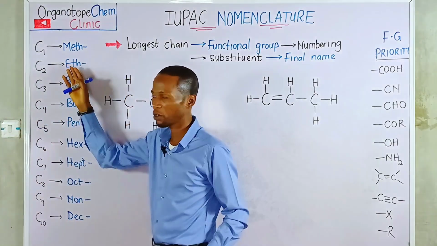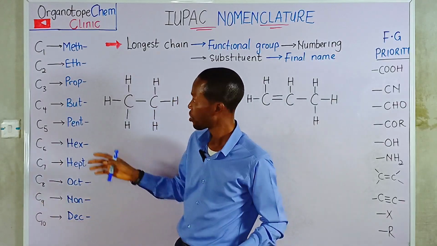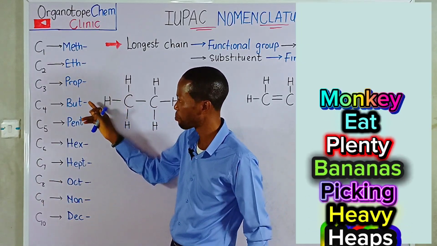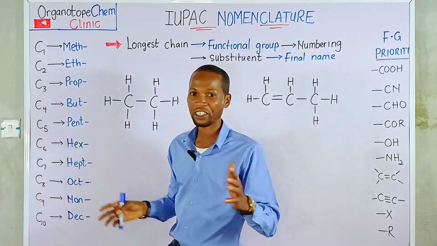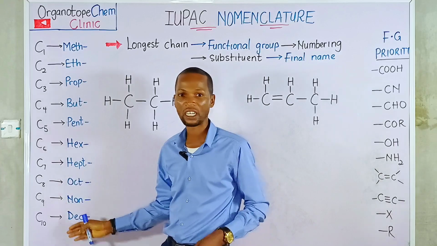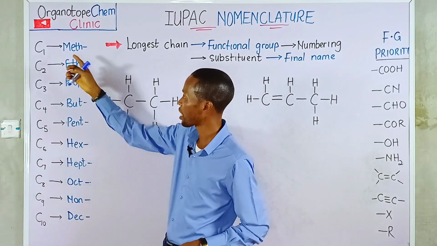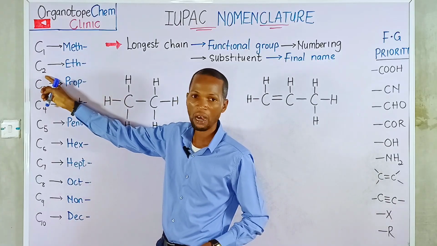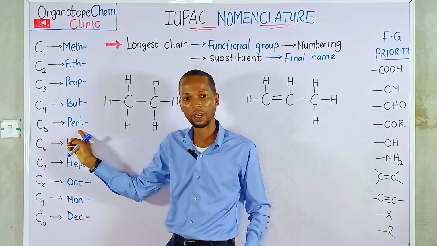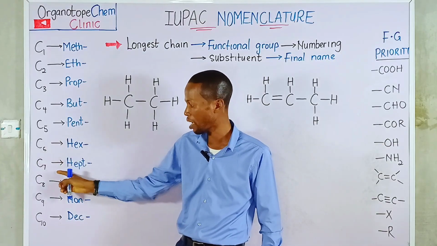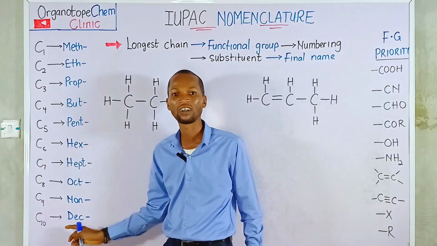Right here we have the mnemonic for the prefixes of the first 10 members in the homologous series: monkey eats plenty bananas, picking heavy heaps of nuts daily. So when naming our organic compound, we are going to use the following prefix names to indicate the number of carbon atoms in the longest chain. When we have one carbon atom, it is called meth, 2 carbons eth, 3 carbons prop, 4 carbons but, 5 carbons pent, 6 carbons hex, 7 carbons hept, 8 carbons oct, 9 carbons non, 10 carbons dec.